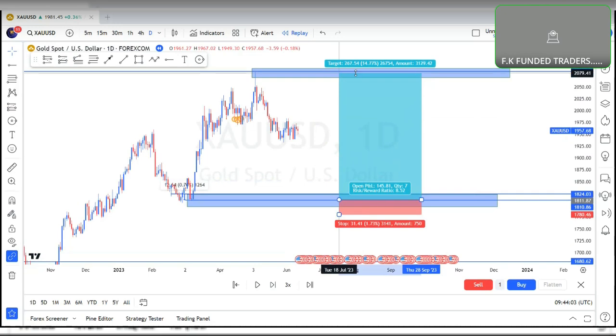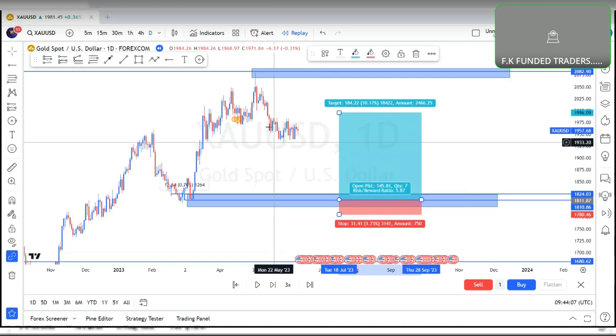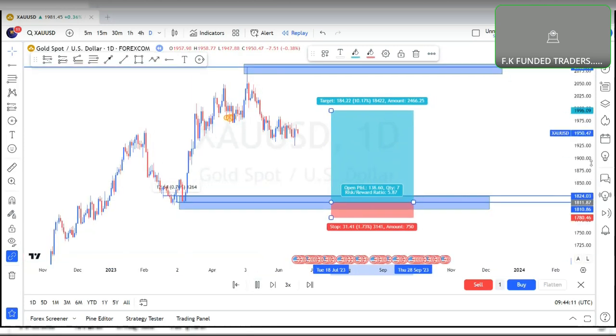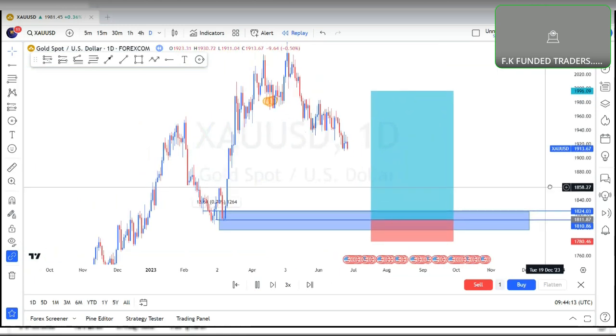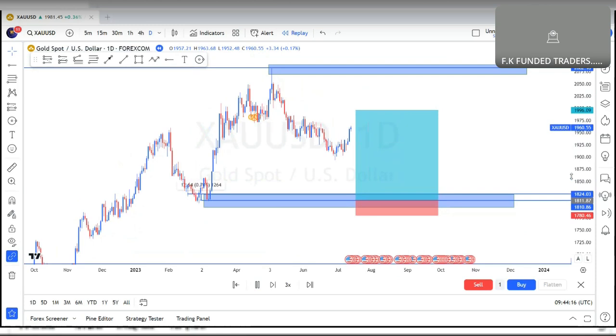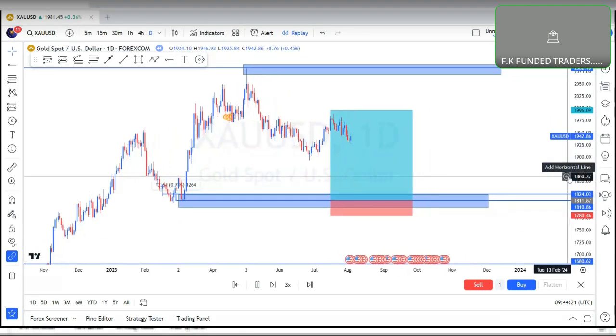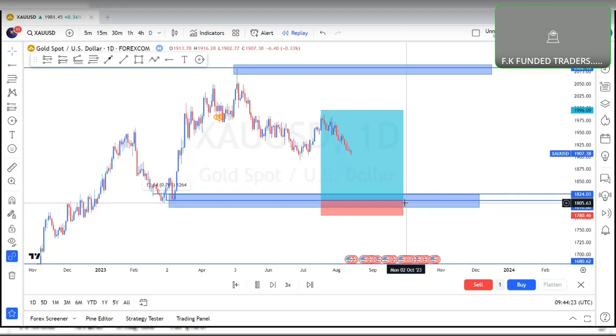So this is what we are expecting. Minimum target until this level. Let us see how the market is still moving. How will it respect our moves or not? You watch. Now the area is playing.